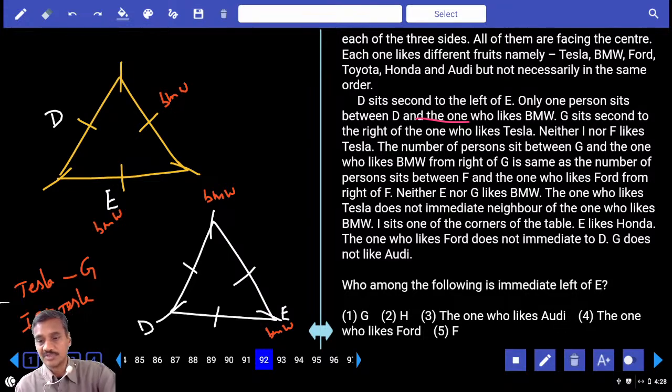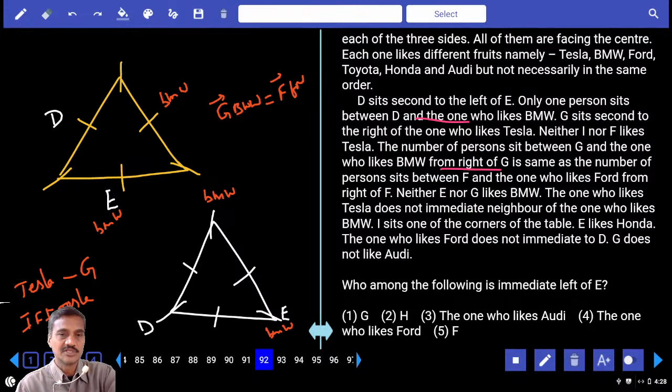The number of persons sitting between G and the one who likes BMW is the same as the number of persons between F and the one who likes Ford. Between F and Ford from the right of F is the same as between G and BMW from the right of G.